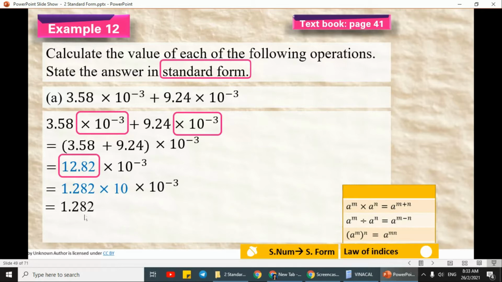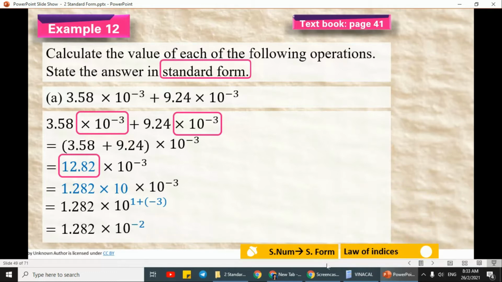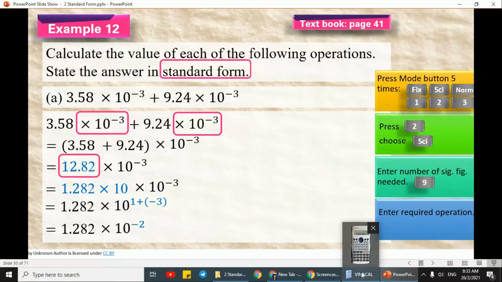So here is 1.282 multiplied by 10 to the power of 1 plus negative 3. So the answer is 1.282 multiplied by 10 to the power of negative 3. Of course, we can use a calculator to check our answer.